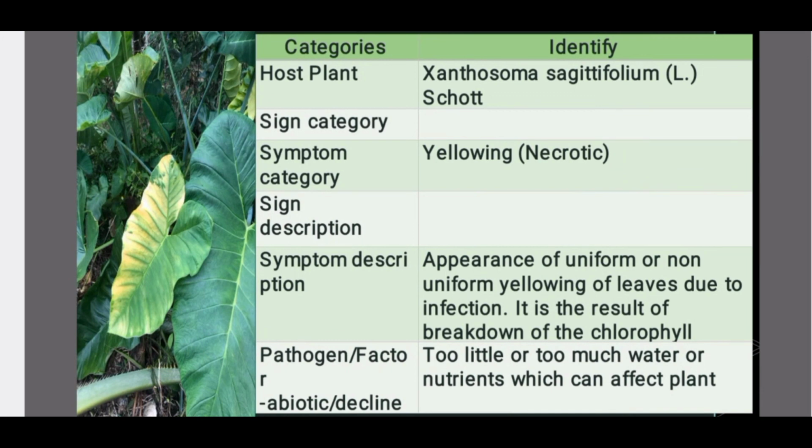Thirdly, the host plant is Enhosoma sagifolium L. Scorch. No sign category. The symptom category is yellowing, necrotic symptom category. No sign description. The symptom description is appearance of uniform or non-uniform yellowing of the leaf due to infection. It is the result of breakdown of the chlorophyll. This plant disease is because of environmental factors, like too little or too much water or nutrients, which can affect the plant.